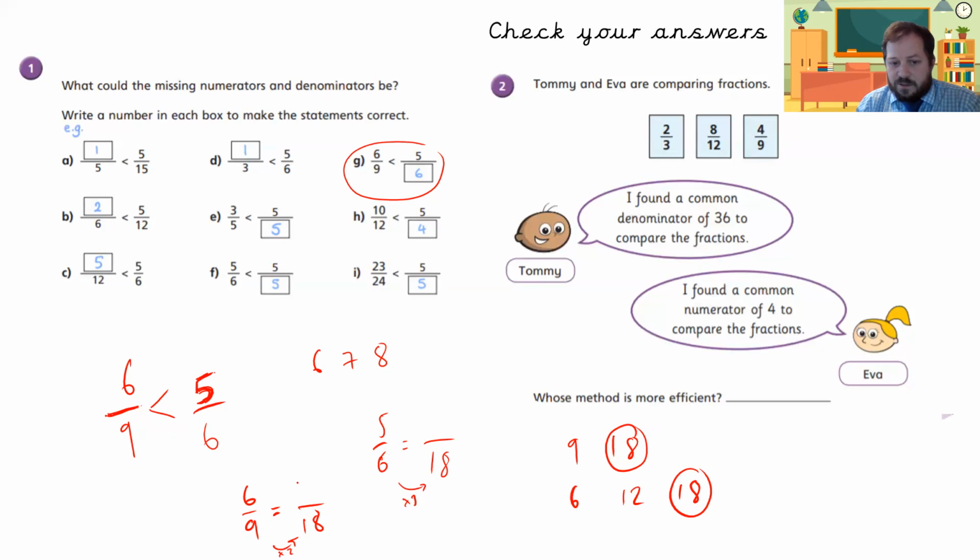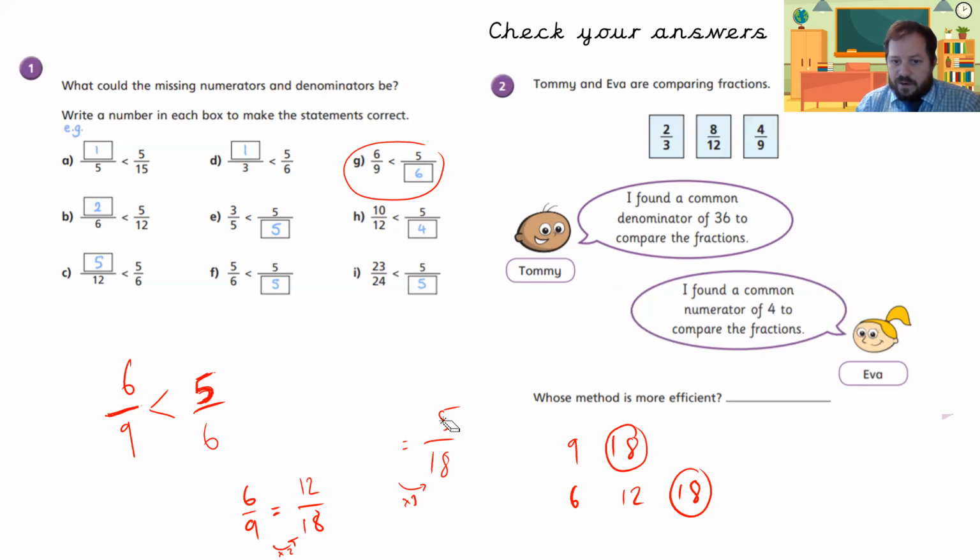What I've done is times it by 2, so I need to times that by 2. Times this by 3, so I times it by 3. 15 18ths is bigger than 12 18ths, so this is true. If I was to use any of the others, it possibly could work, but again, it might not do. So if you find the right one, stick with it.